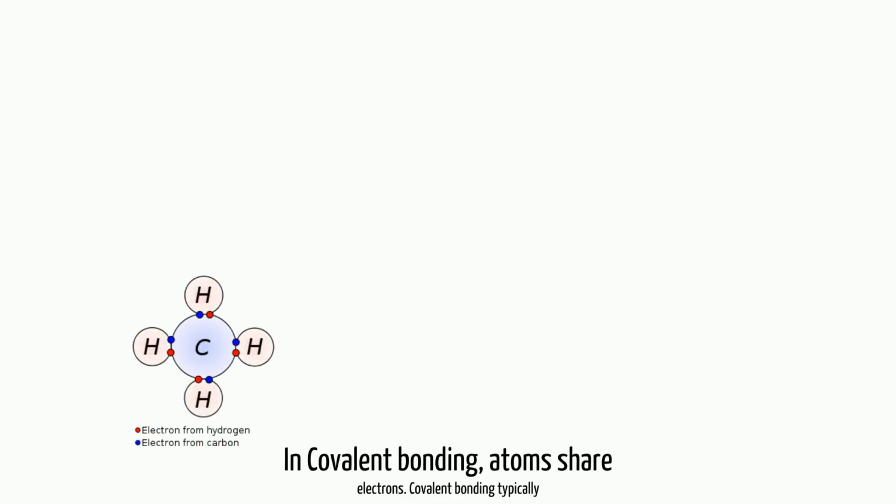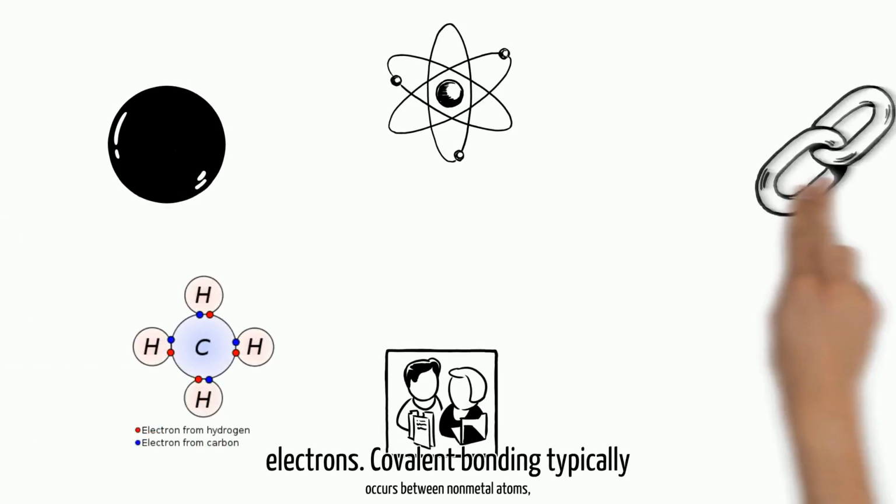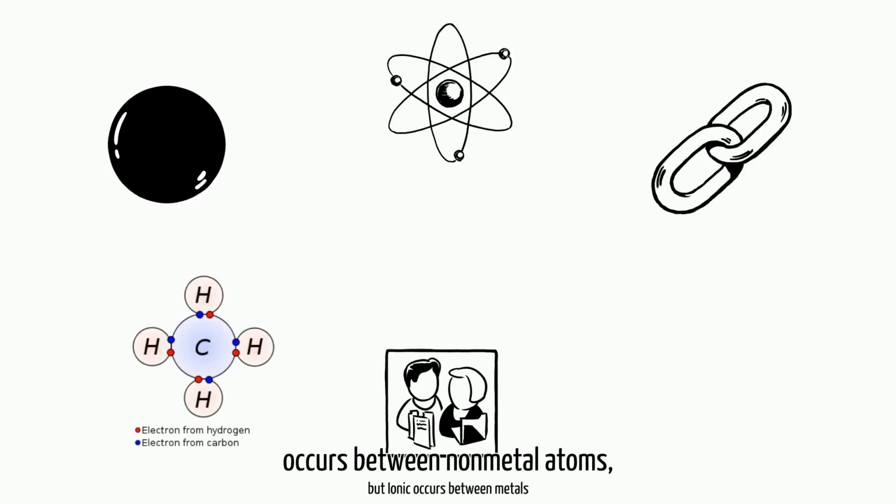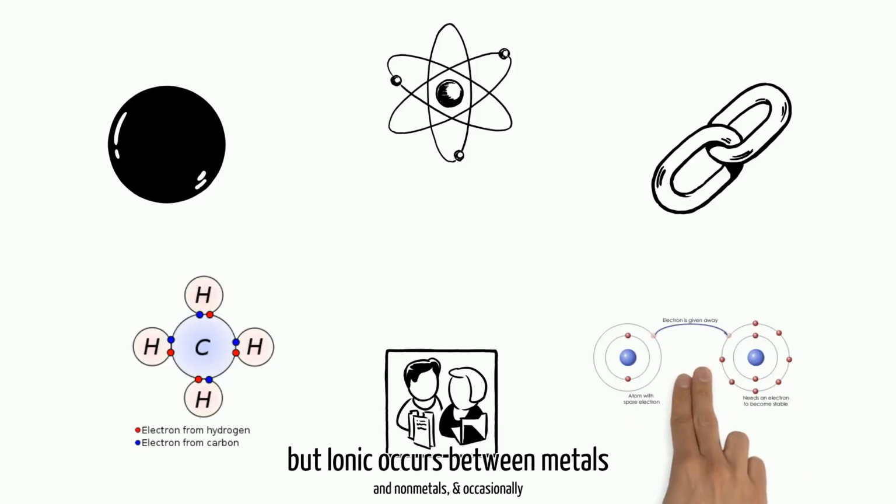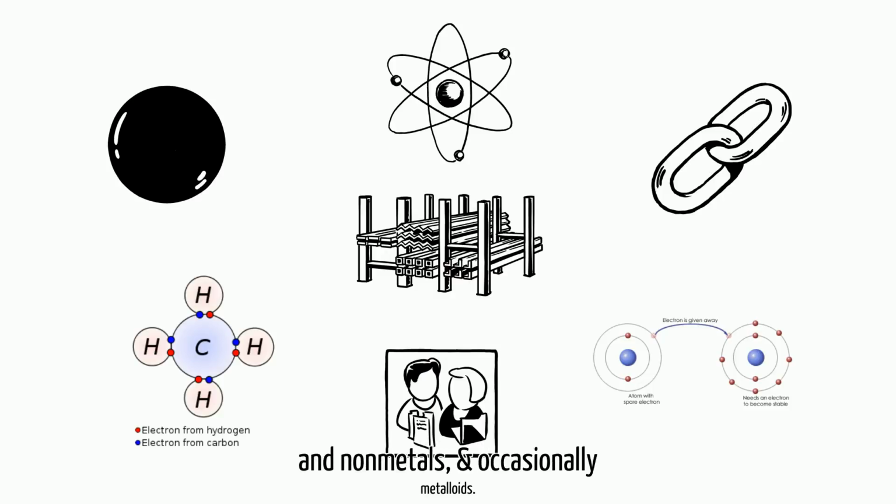In covalent bonding, atoms share electrons. Covalent bonding typically occurs between nonmetal atoms, but ionic bonding occurs between metals and nonmetals, and occasionally metalloids.